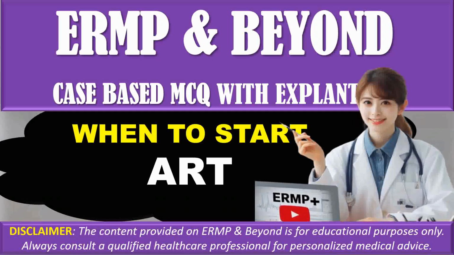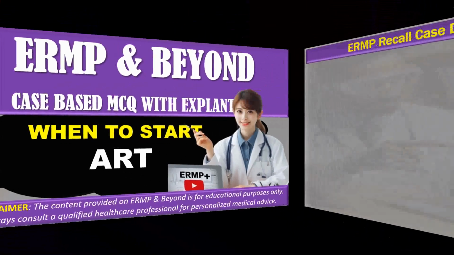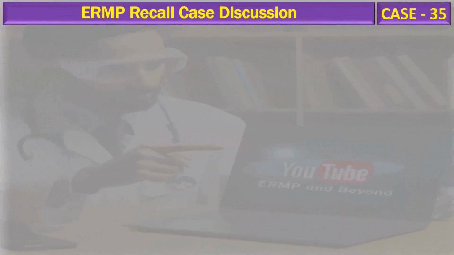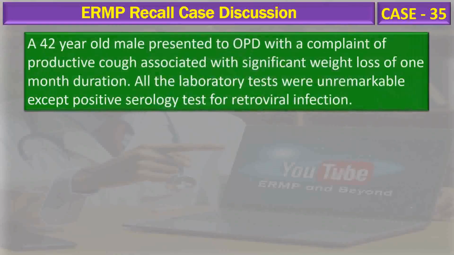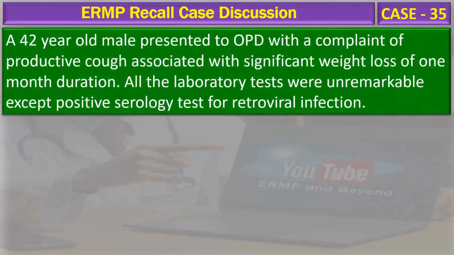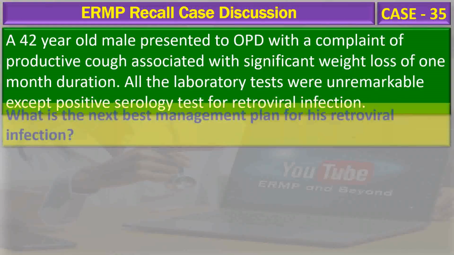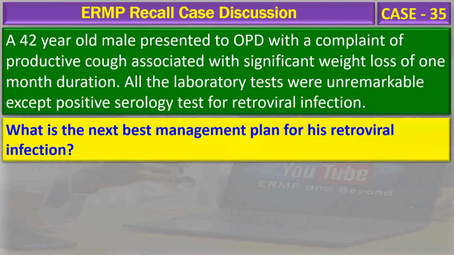Let's jump to our case without further delay. A 42-year-old male presented to OPD with a complaint of productive cough associated with significant weight loss of 1 month duration. All the laboratory tests were unremarkable, except positive serology test for retroviral infection. What is the next best management plan for his retroviral infection?